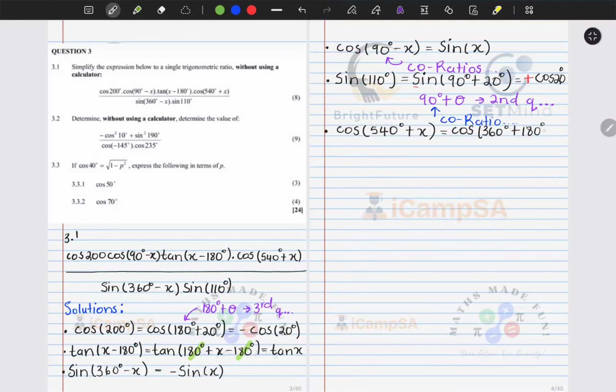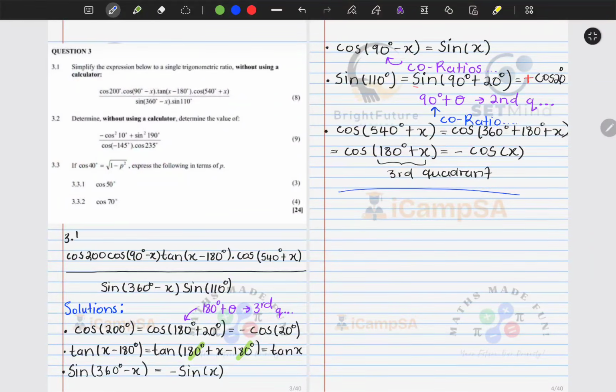And then we have a plus x, like that. And you should know 360 plus any angle gives us cos of whatever we have. So we just have cos of 180 degrees plus x. You should be aware that you are looking at the third quadrant, and in the third quadrant, we know very well cos is negative. So we can replace this with minus cos of x.